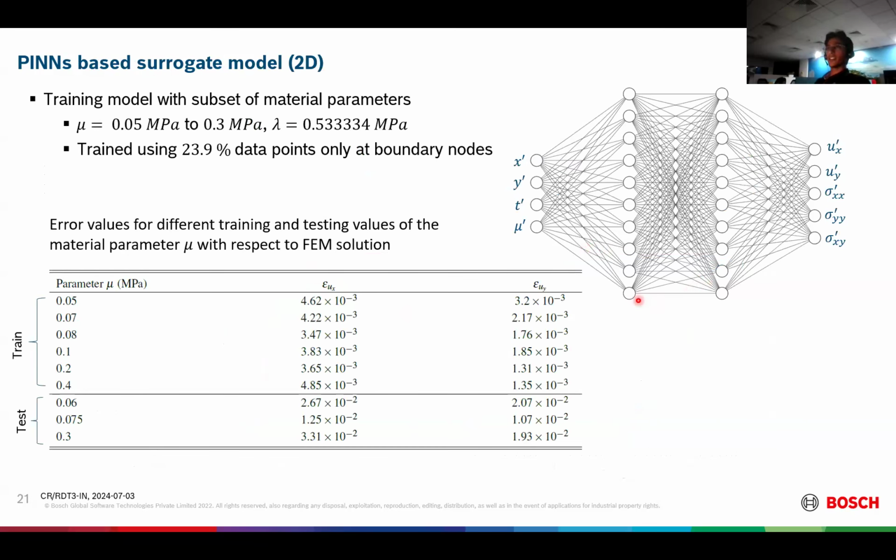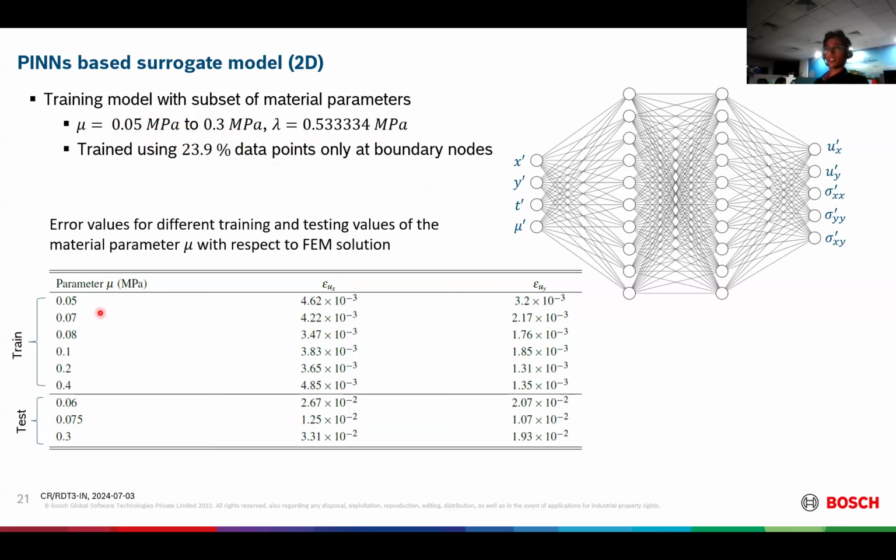And next, our motivation is to have a PINN as a surrogate model. So what we have is simulations for a discrete set of parameters. For example, here we get the data for different parameters ranging from 0.5 MPa to 0.3 MPa, and we keep lambda fixed for all the simulations. Out of this we take some parameters for training and some for testing, and we also consider this percentage of data on the boundaries. We don't take any interior data for the training.